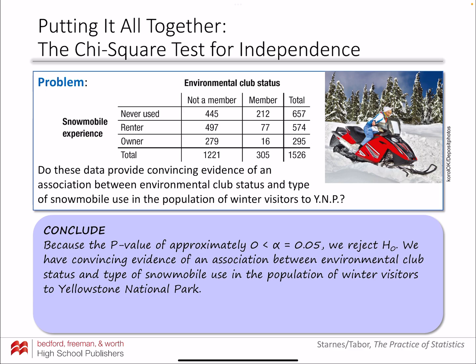Therefore, we reject H0. And again, because that p is so small, we have strong evidence of an association between the environmental club status, whether or not they're a member, and the type of snowmobile use in the population of all winter visitors to Yellowstone Park. So a couple things to point out. This is in context, and it's also about the population of all the winter visitors, not just what happened. We know what happened in the sample. I don't care about what happened in the sample. I already know, right? I'm making a projection about the population.